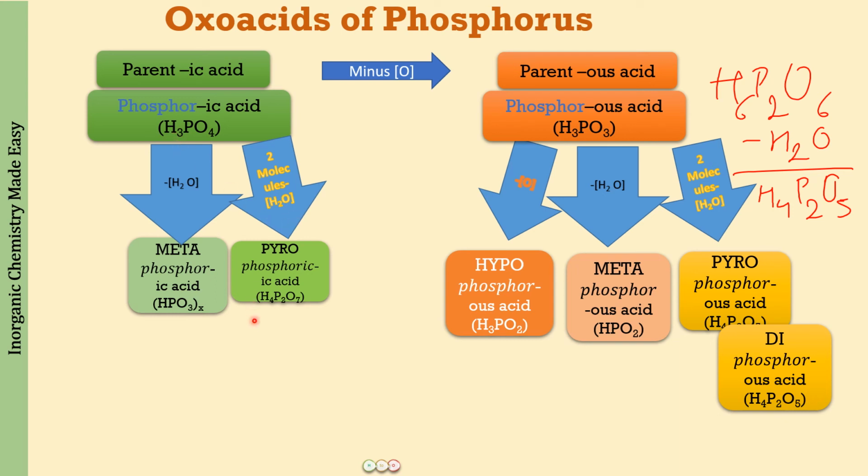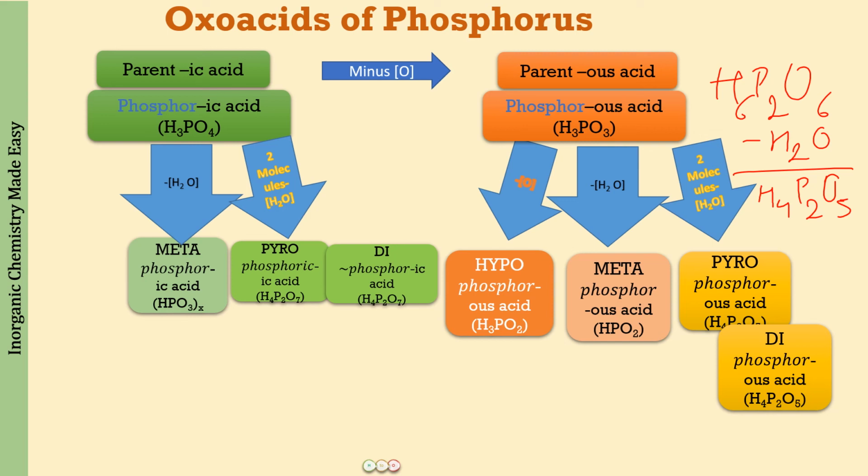Alright, so this was H3 into 2, 6. 6 minus 2 is going to be H4. P into 2, so that is going to remain P2. Oxygen, 4 into 2 is going to be 8. 1 oxygen gone, that will be O7. H4P2O7 is pyrophosphoric acid and also called diphosphoric acid.